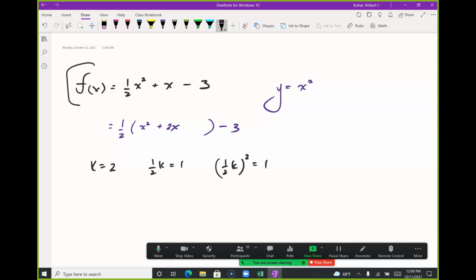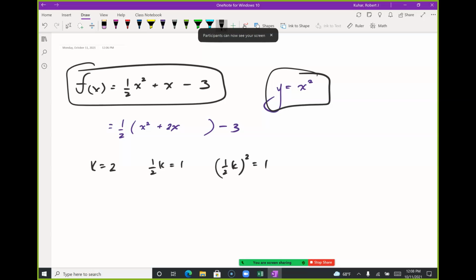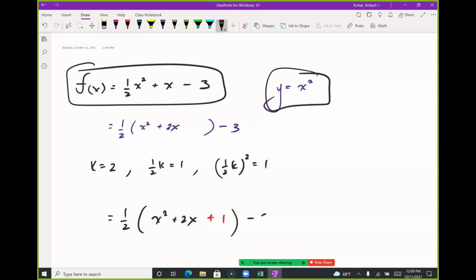So we're trying to show that this is a transformation of the mother function, right? And so I factor out the 1/2 from the first two terms. And again, I'm distributing back to double check it. Okay, it worked. And then I find k is 2. 1/2 of k is 1. 1/2 of k quantity squared is 1. I'm going to add that 1 inside, which means I've actually added a 1/2, and I'm going to subtract it on the outside, get rid of it.